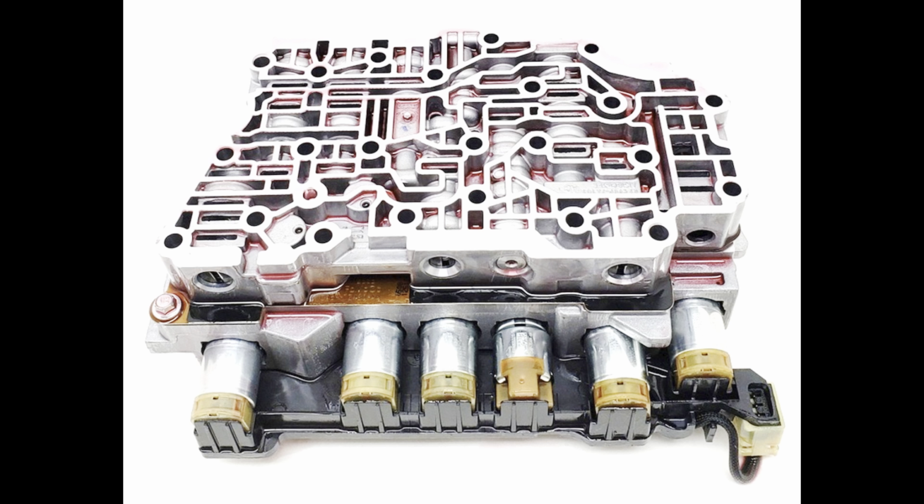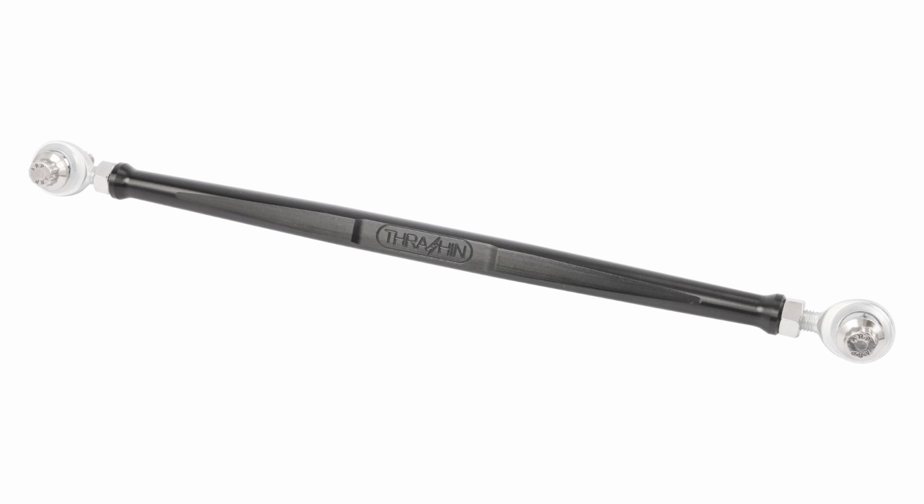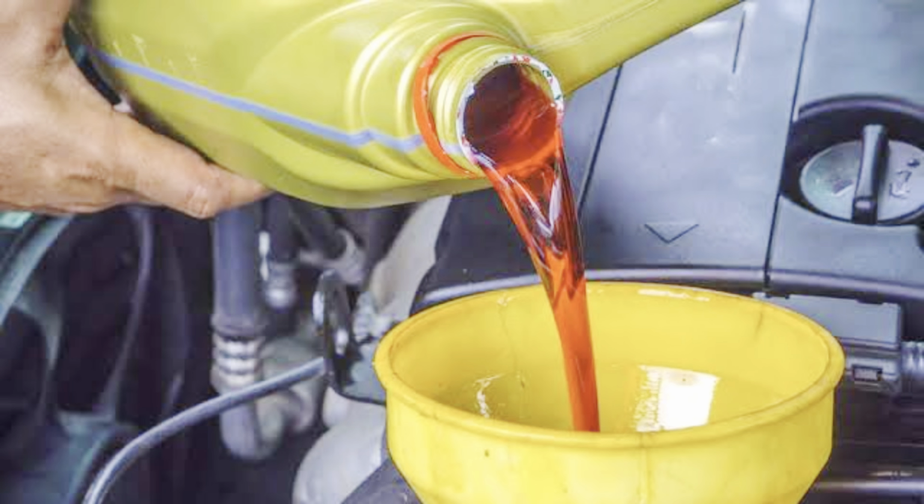5. Valve body. A complex system of channels and passages that controls the flow of transmission fluid. It directs fluid to the various clutches and bands within the transmission to facilitate shifting. 6. Output shaft. Connects to the drive shaft, transferring power from the transmission to the wheels. 7. Shift linkage. The mechanism that connects the gear shifter in the cabin to the transmission, allowing the driver to select different gears.